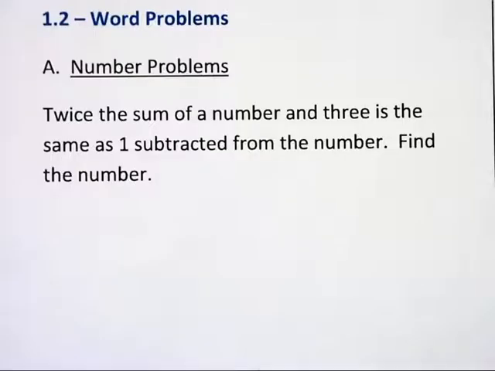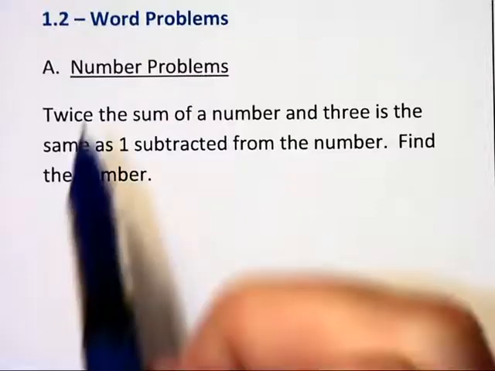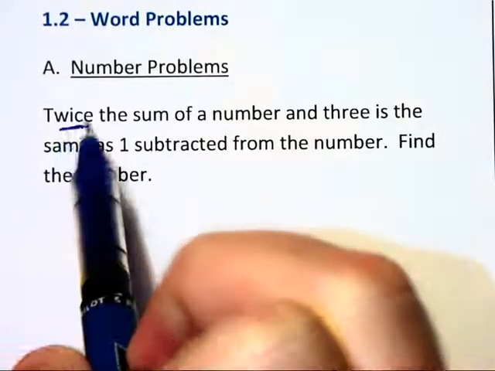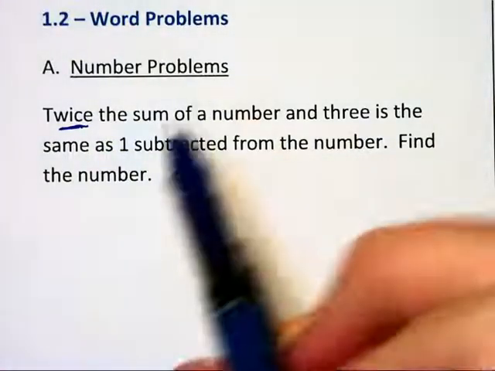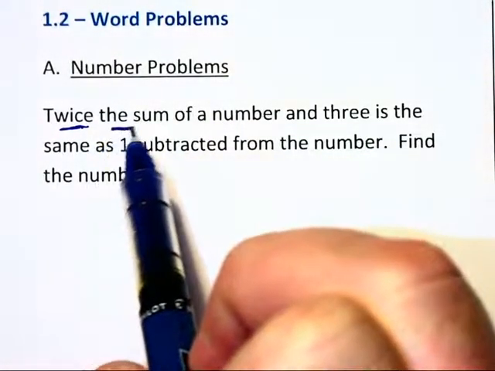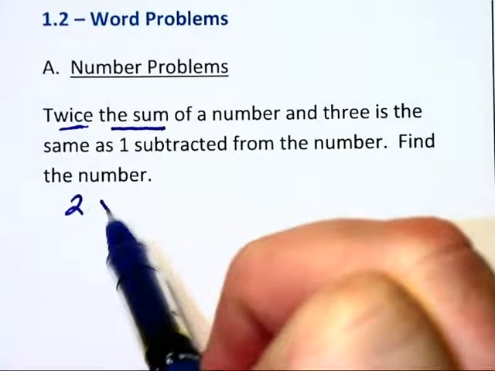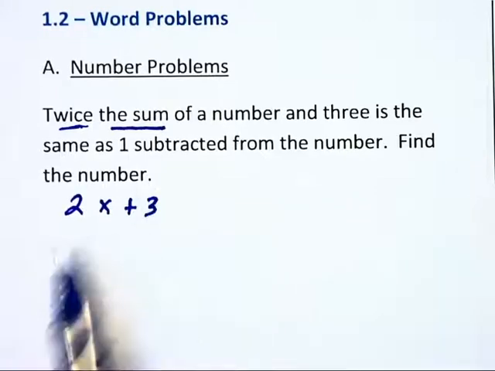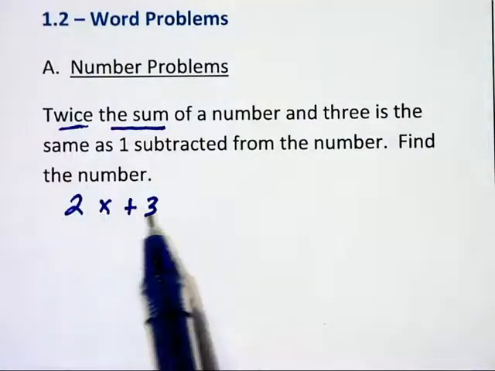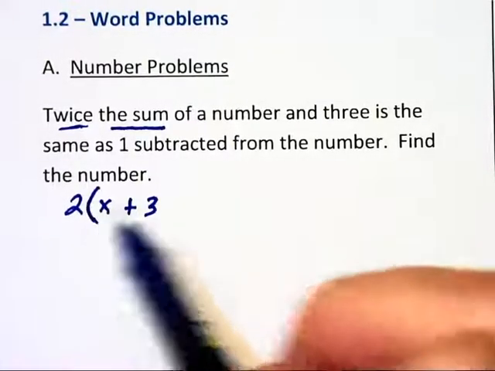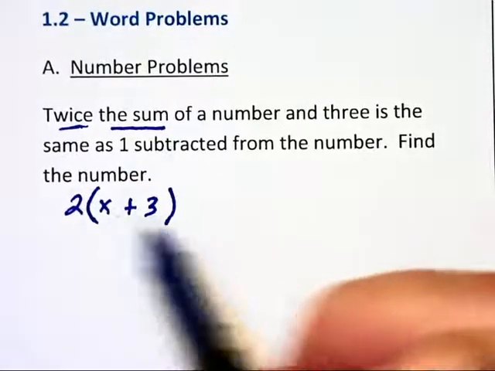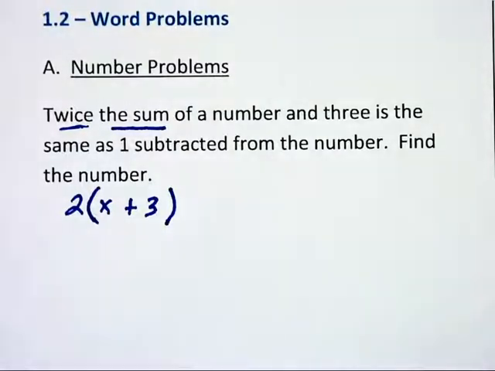Word problems come in all shapes and sizes, and we're going to begin with what I call number problems, where you pretty much just read the problem and hopefully your equation flows straight from it. Twice, that is a word that tells us we're going to be multiplying by 2, but it's not just twice a number, it's twice a sum of a number and 3. So instead of 2x plus 3, which is a very common mistake, that's only twice the number and then adding 3, we're going twice the sum. And so it's twice that whole addition problem, and you need to use parentheses in this, okay?